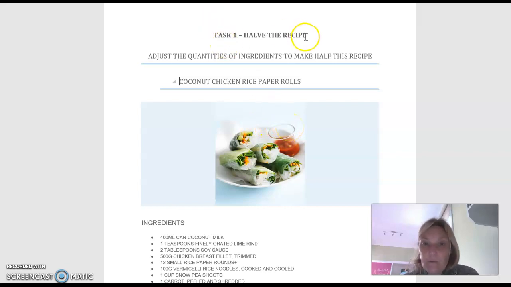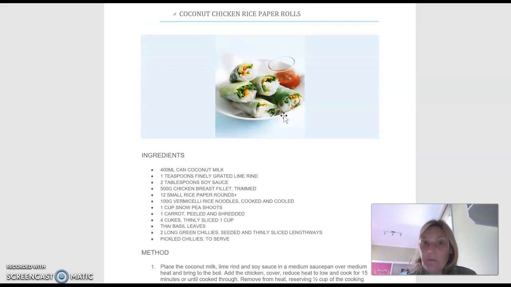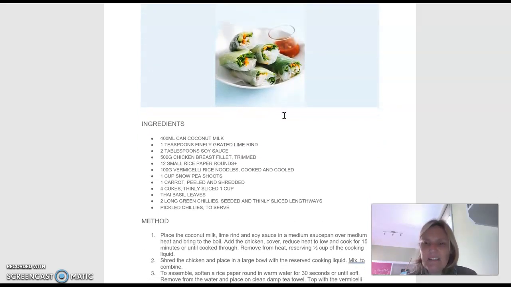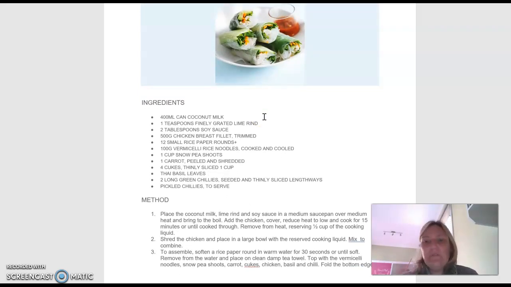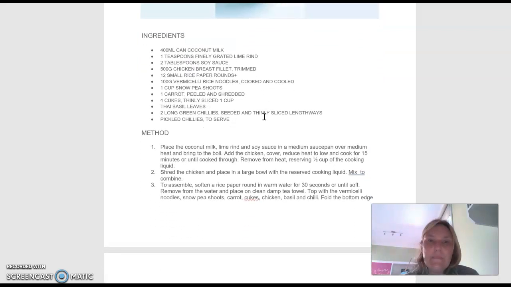So task 1, it says, halve the recipe, adjust the quantities of ingredients to make half this recipe. So we've got the title of our recipe, coconut chicken rice paper rolls. We have a picture. Often recipes come with pictures, especially now. Like a long time ago, they didn't. It was just a whole book of written recipes. Now we have all these beautiful color illustrations, and we have people who actually do this for a living, like food styling, food photography, big business, especially with magazines.